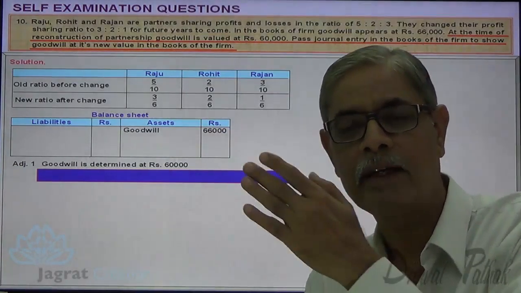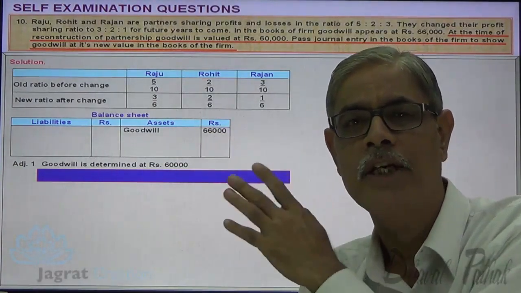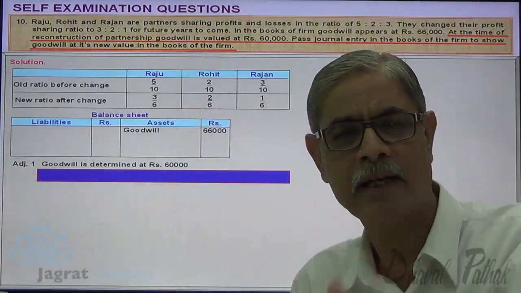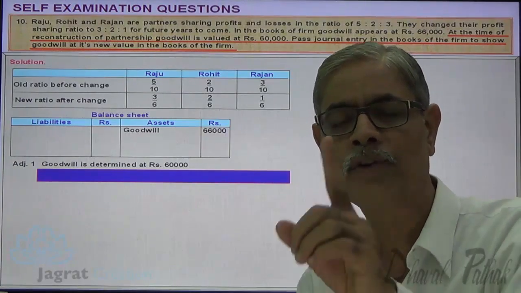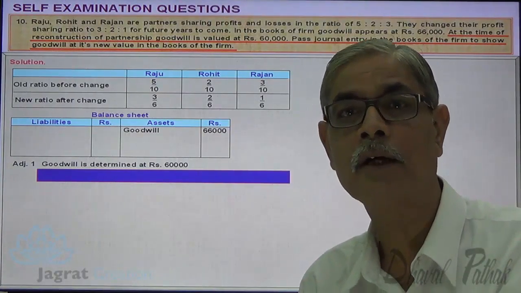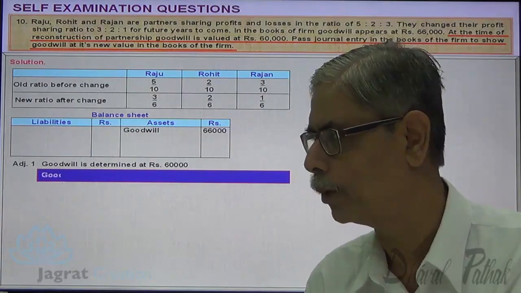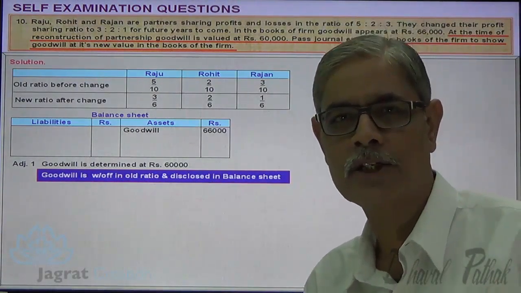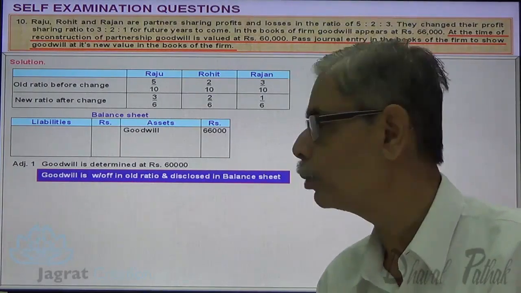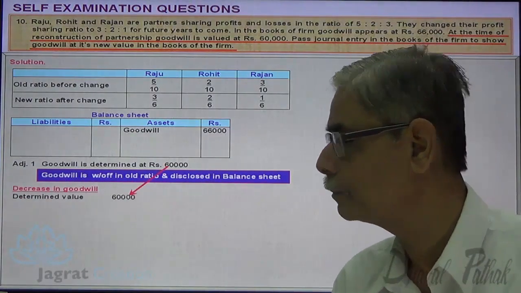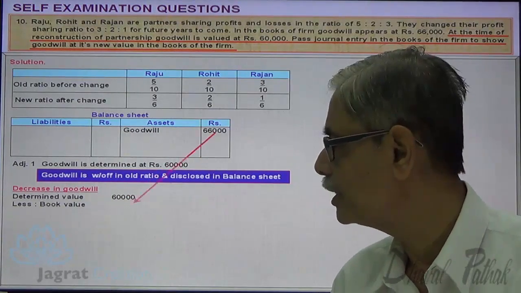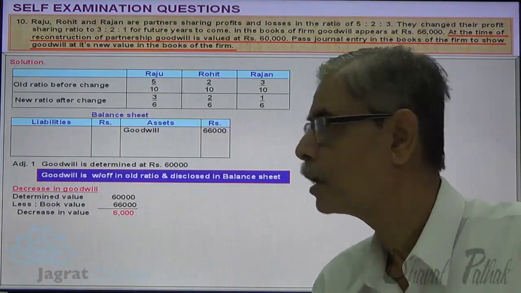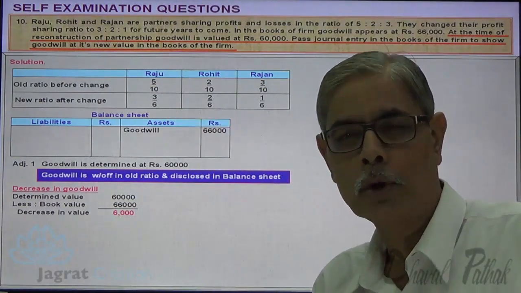So at the time of reconstruction, before we go for change in profit sharing ratio, there is a decline in the value of asset. And when there is a decline in value of asset, it is a loss. That loss has to be written off in the old profit sharing ratio. Very important point. So goodwill is written off in the old ratio and disclosed in the balance sheet. Let us find out the amount to be written off. Determined value is 60,000. Book value 66,000. Decrease in value 6,000. Write off in the old profit sharing ratio.